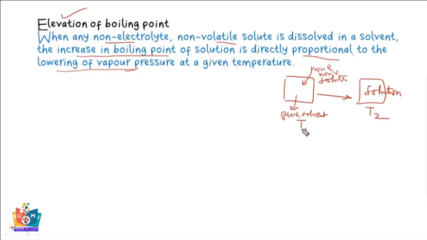Elevation of boiling point means T1 increases to T2. So T2 is greater than T1. Therefore, the increase in temperature, which is represented by delta TB, equals T2 minus T1.